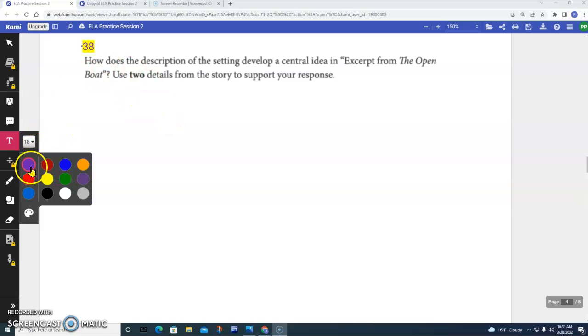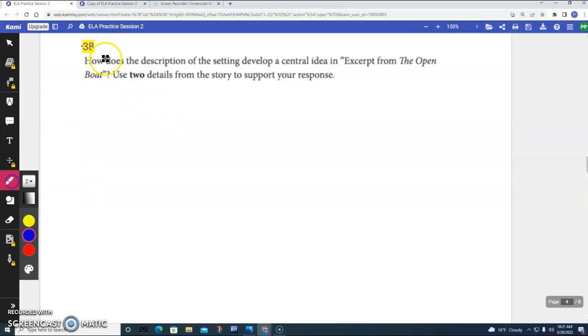I'm going to demonstrate another short response from the ELA. Question number 38 is: How does the description of the setting develop a central idea in the excerpt from The Open Boat? Use two details from the story to support your response. Remember to read the questions before you read the passage, so that when you do read the passage, you can focus on the questions best to answer.